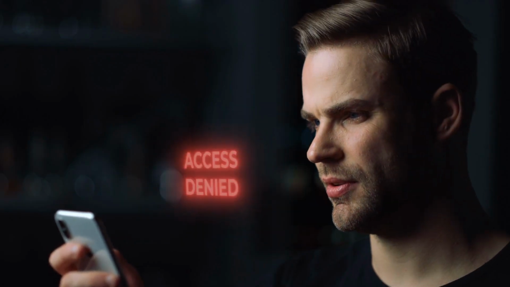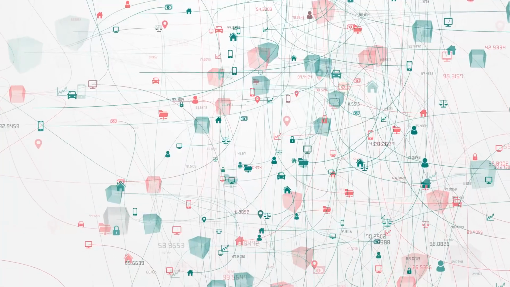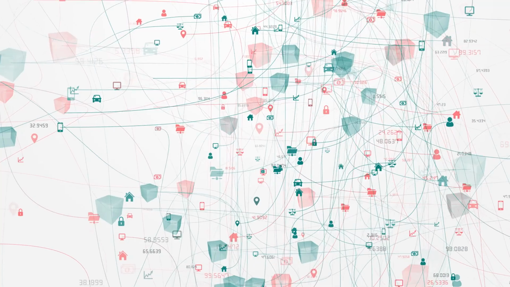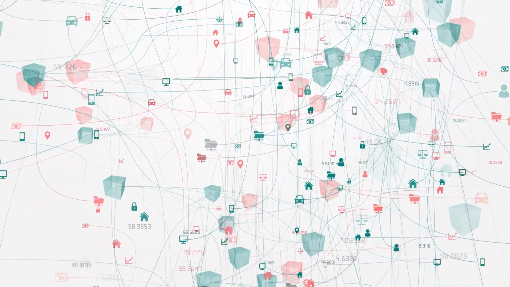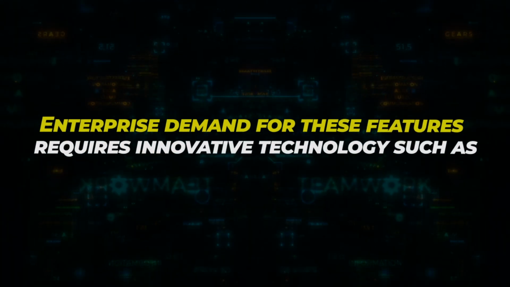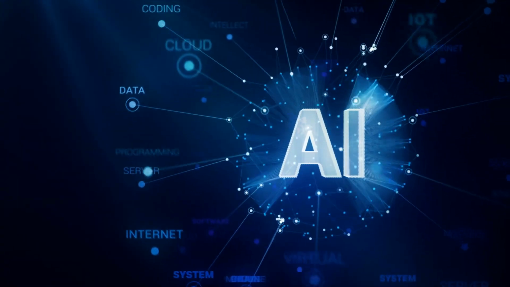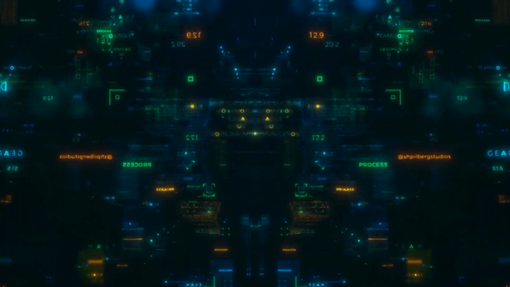As per verification of authenticity, smart contracts can verify authentic transactions using a cryptographic method known as UTXO-based smart contract verification. With the ability for smart contracts to authenticate currency, trace its history, and be authenticated publicly, you can prove ownership more easily. Enterprise demand for these features requires innovative technology such as artificial intelligence or AI, blockchain, and machine learning or ML to ensure trustworthiness and reliability while preserving authenticity.